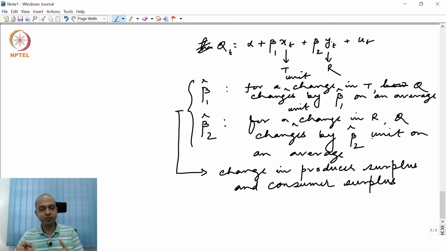Different approaches have different merits and demerits. Some approaches can capture both use value and non-use value. Some approaches can capture only use value, not non-use value. Some approaches may suffer from hypothetical bias. Some approaches may not suffer from hypothetical bias. So we need to understand clearly in our mind what the pros and cons of different approaches are, and then we need to apply a suitable model depending on the context.